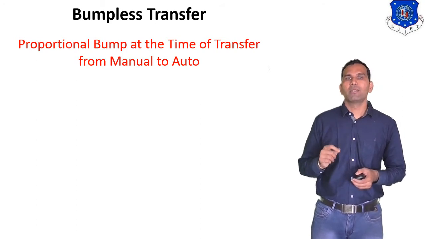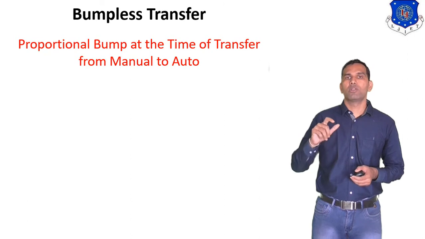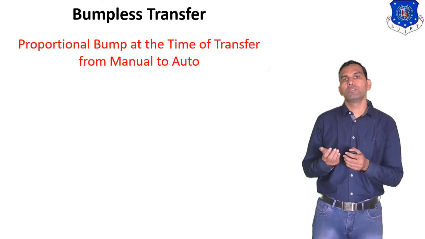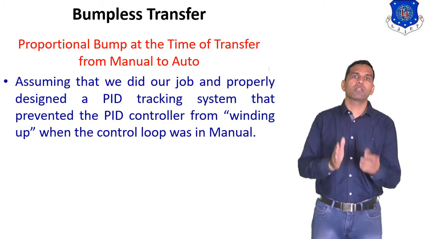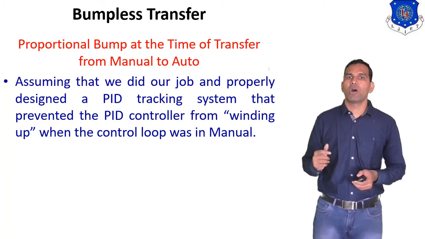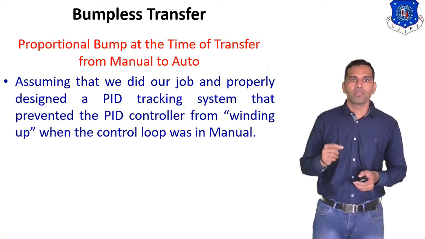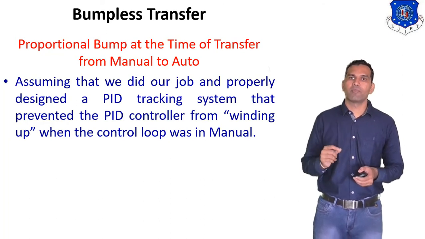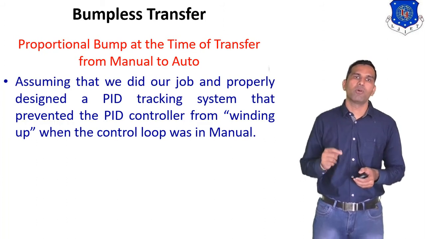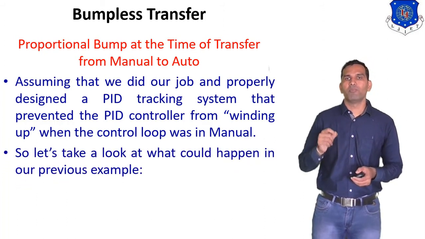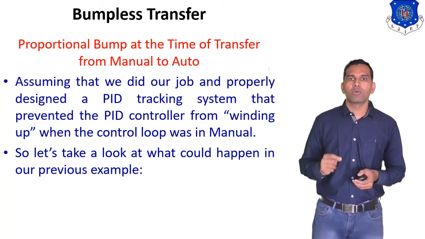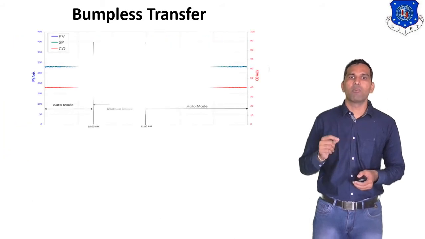Proportional bump at the time of the transfer from manual to automatic. So here we understand Bumpless Transfer by using the operation of the proportional controller. Assume that we did our job and properly designed a PID tracking system that prevents the PID controller from winding up when the control loop was in manual. So let's take a look at what could happen in our previous example.